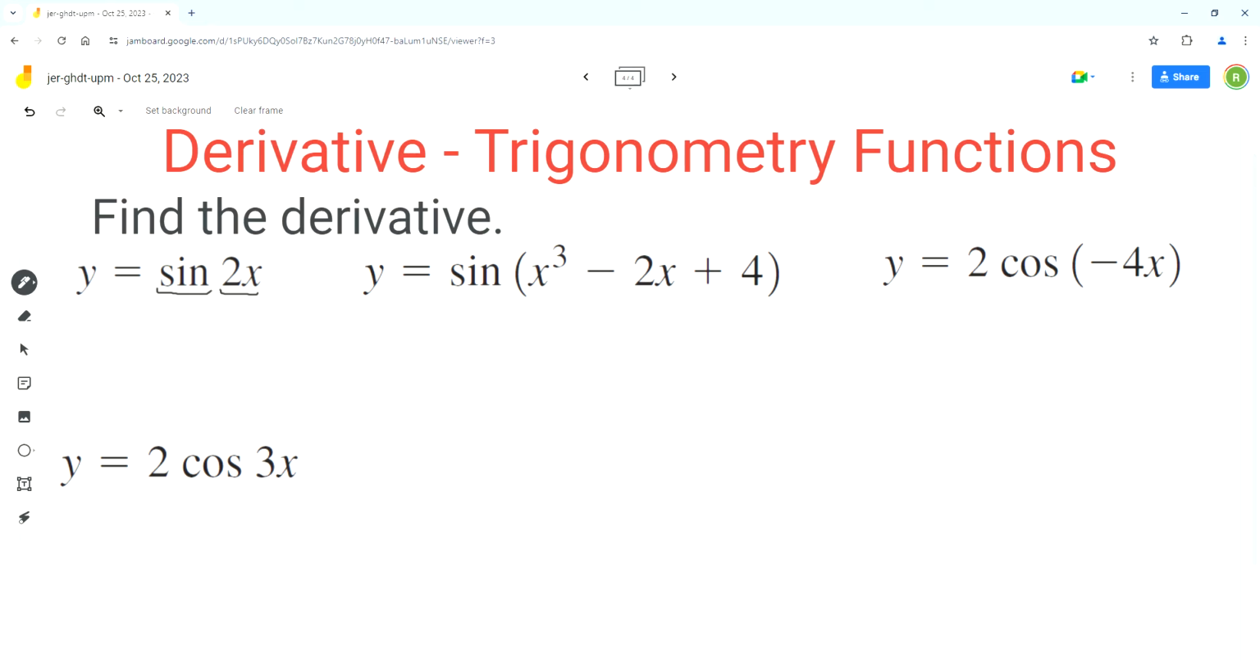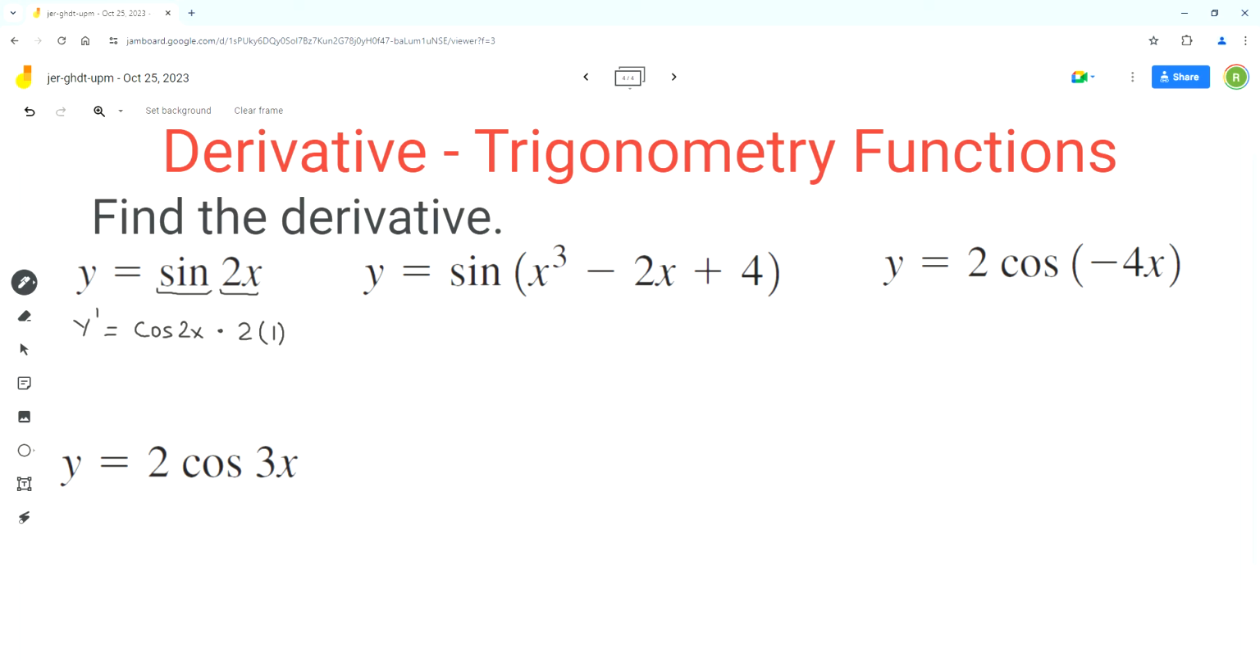So y prime equals cos of 2x. This is the derivative of the sine 2x function times the derivative of the inner function, which is the 2x. And in 2x, 2 is the coefficient of the term, so it will stay as it is. And the derivative of x is 1.